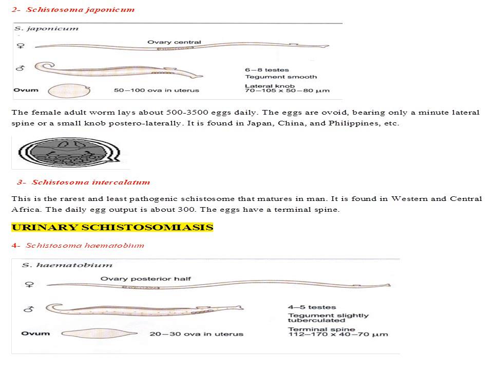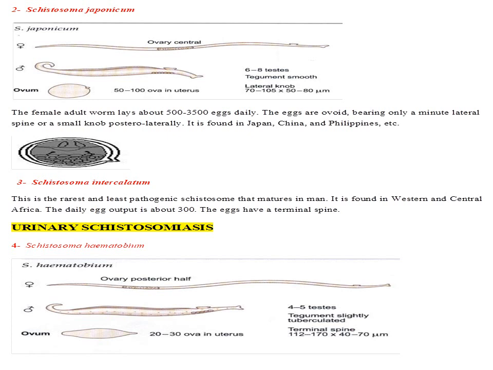The female can lay 500 to 3,000 eggs daily. The picture of the egg is clear beneath. Now about Schistosoma intercalatum. This species is the rarest and least pathogenic, and has a terminal spine in its egg.